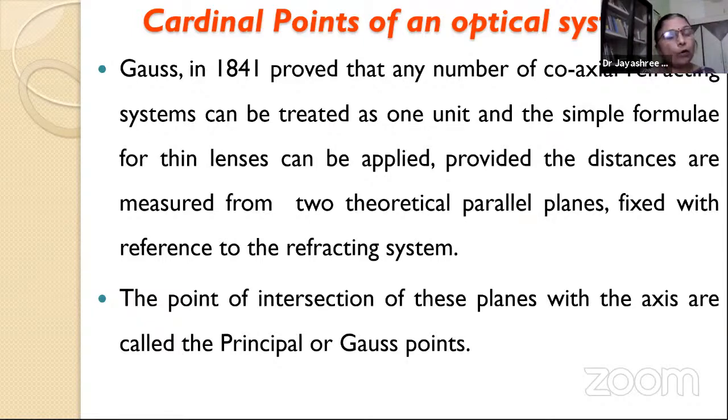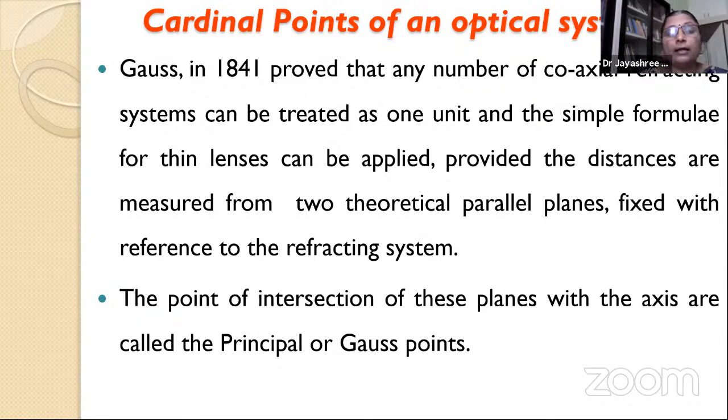And the points of interaction of these planes with the axis are called the principal points, or they are also known as the Gaussian points. See here, the points of interaction of these planes with the axis are called the principal or Gauss points. And hence, naturally, whenever we come across finding out these features, these are the important points that can be used in the same sense.